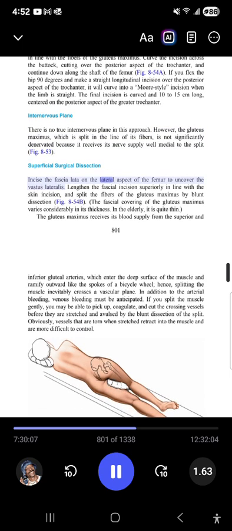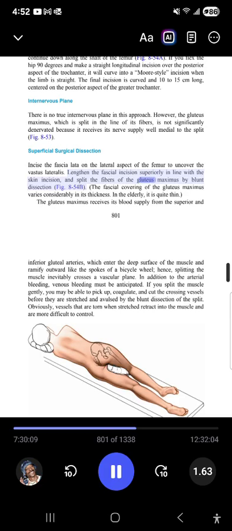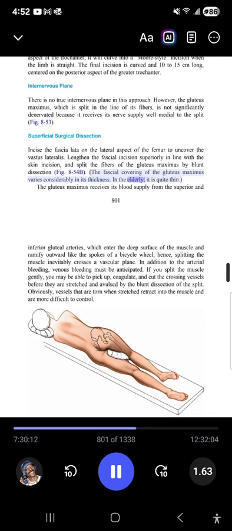Incise the fascia lata on the lateral aspect of the femur to uncover the vastus lateralis. Lengthen the fascial incision superiorly in line with the skin incision and split the fibers of the gluteus maximus by blunt dissection. Figure 8-54b. The fascial covering of the gluteus maximus varies considerably in its thickness. In the elderly, it is quite thin.